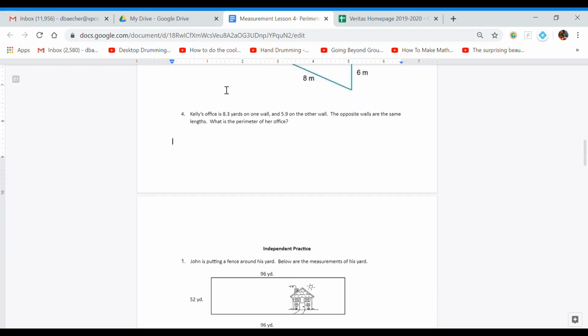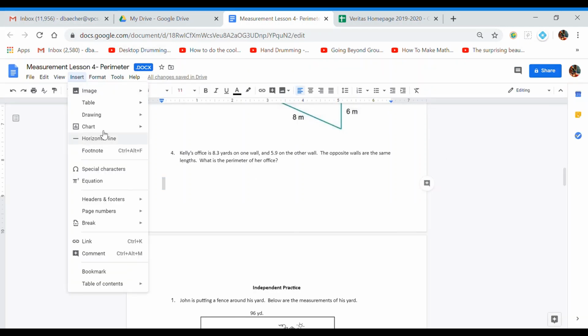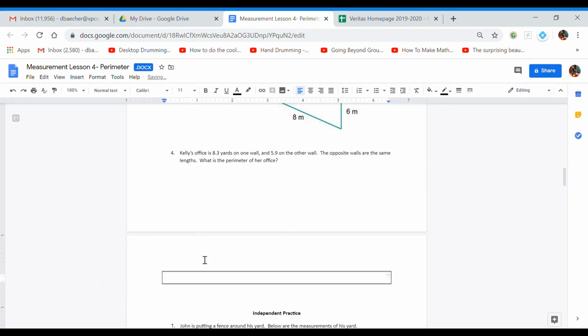Next one, our last guided practice question, says Kelly's office is 8.3 yards on one wall and 5.9 on the other wall. The opposite walls are the same lengths. What is the perimeter of her office? When we're saying opposite walls, we're talking about ones on the other side. So just to give you an idea, I'm going to insert a shape here, and all we need to know is it's on the other side, that's fine.